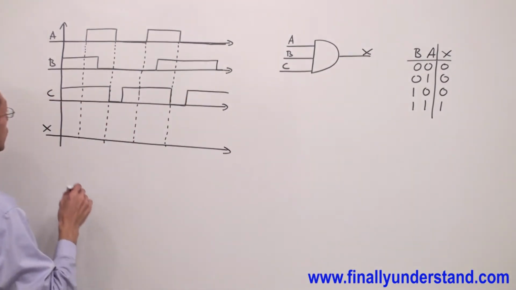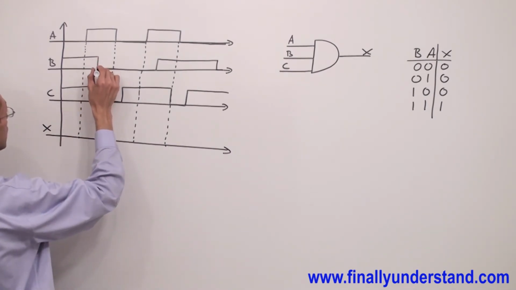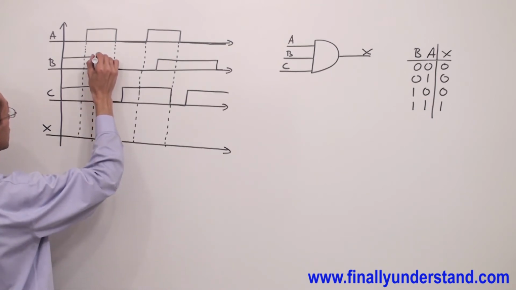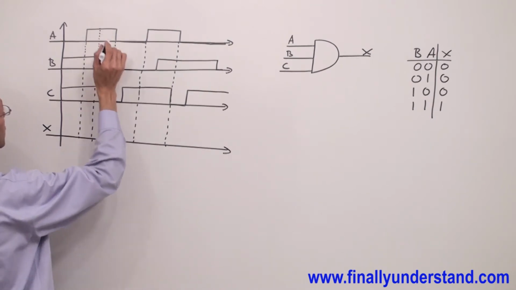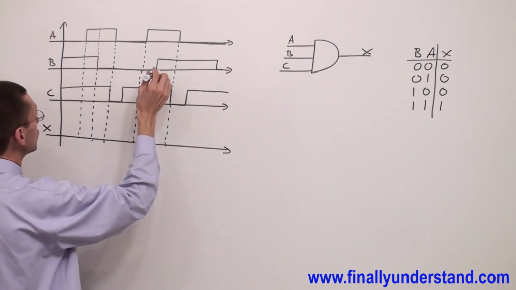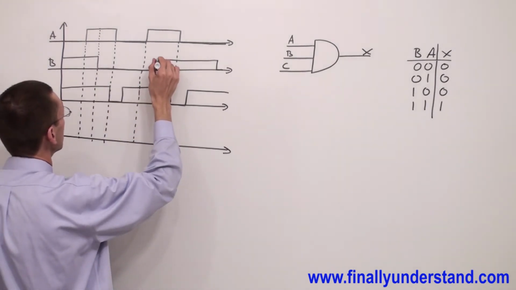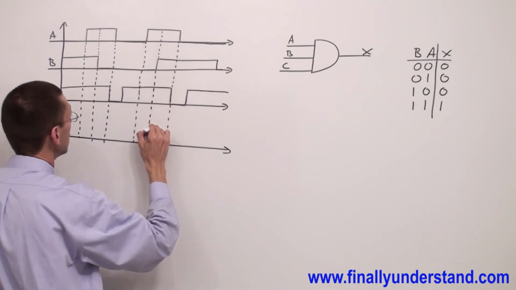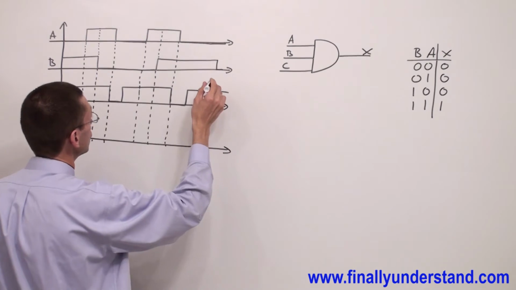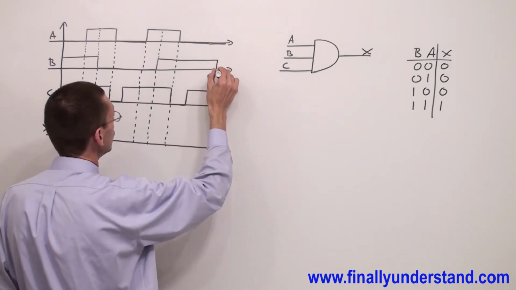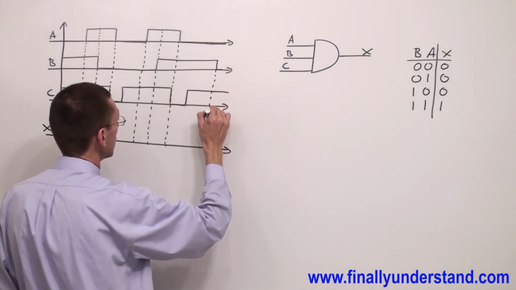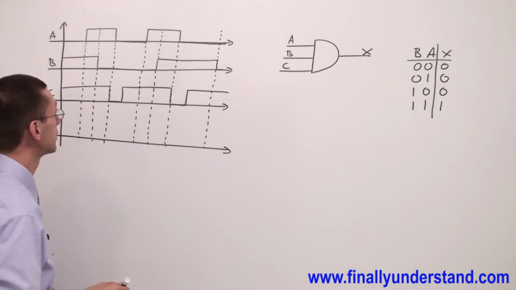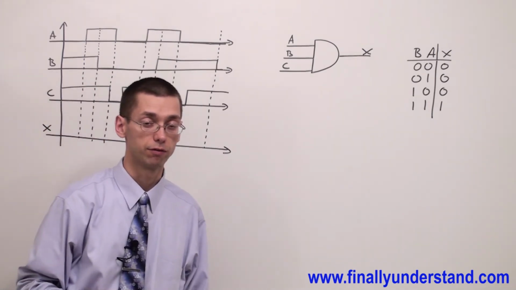Now we're supposed to look at waveform B. We have a transition from 1 to 0 at this point. Remember, you're supposed to draw the dash line also up. And we have another transition over here from 0 to 1. Okay, and I have another transition from 1 to 0 over here. Okay, I can say I'm finished with waveform B.